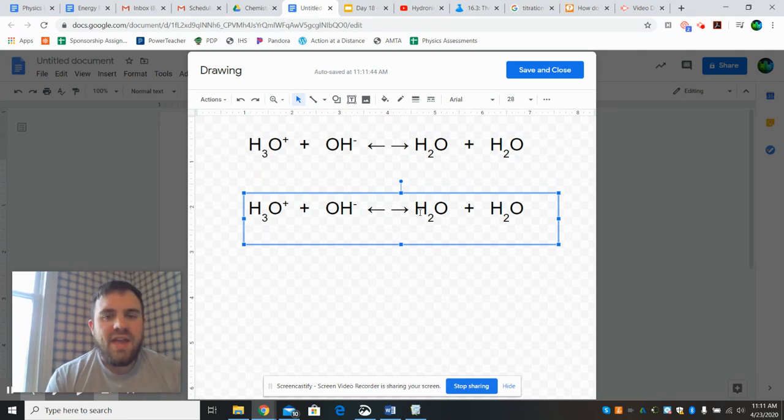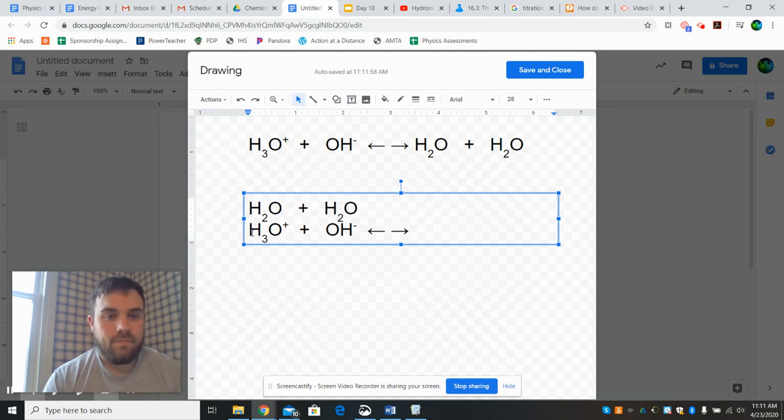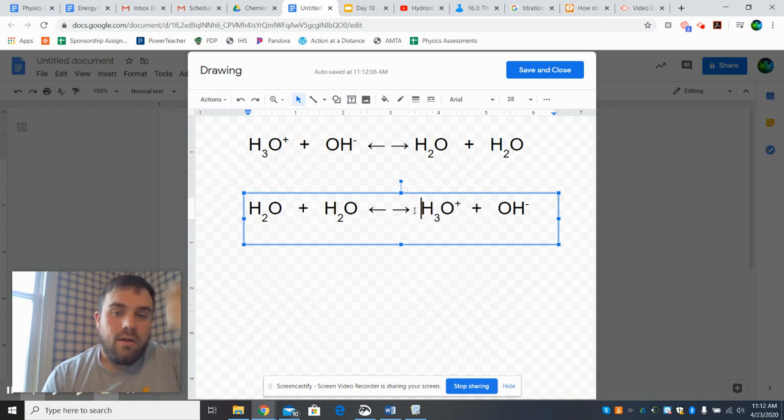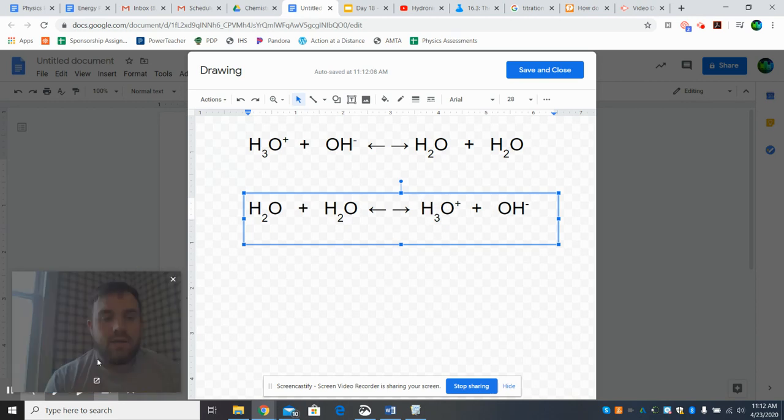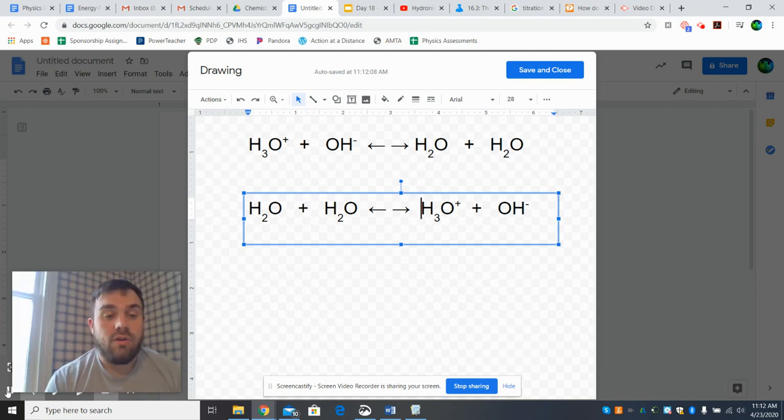However, they don't typically like to have water in the denominator. And so what they typically do is instead of writing it like this, they write it like this. They write the water first, and then the hydronium and hydroxide ion over there. And so this is how they do it. Now, we can write our KEQ for this. And for this KEQ, or equilibrium constant, we would expect this number to be very, very small.